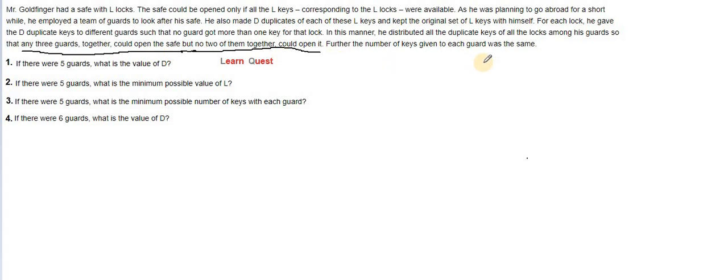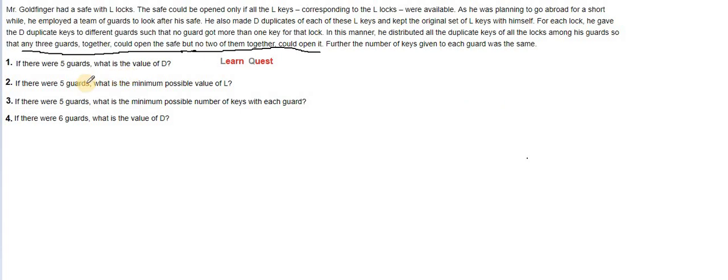Further, the number of keys given to each guard was the same. Okay, so each guard was having the same number of keys. It's not any random number of keys. Alright. And then there are a few questions. So before going to the questions, first try to figure out what the situation here is. Or maybe you have understood the situation, you can also look at the questions.